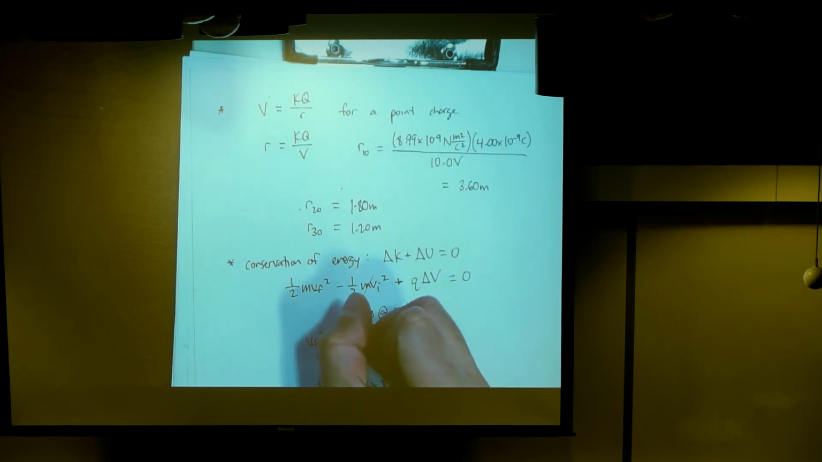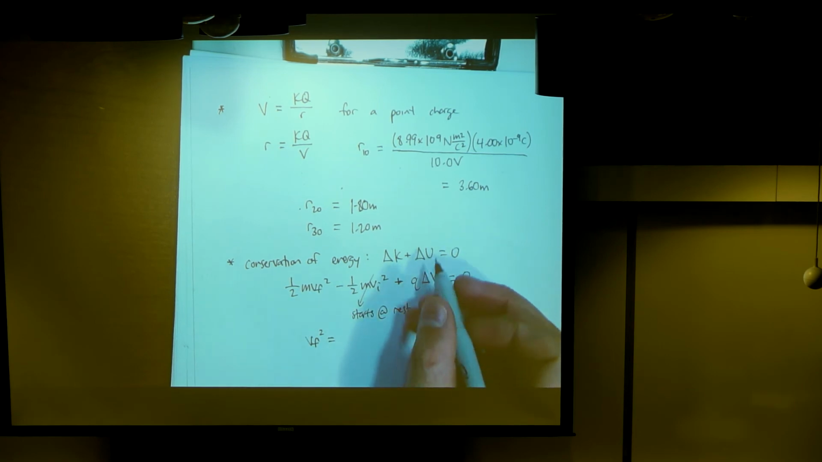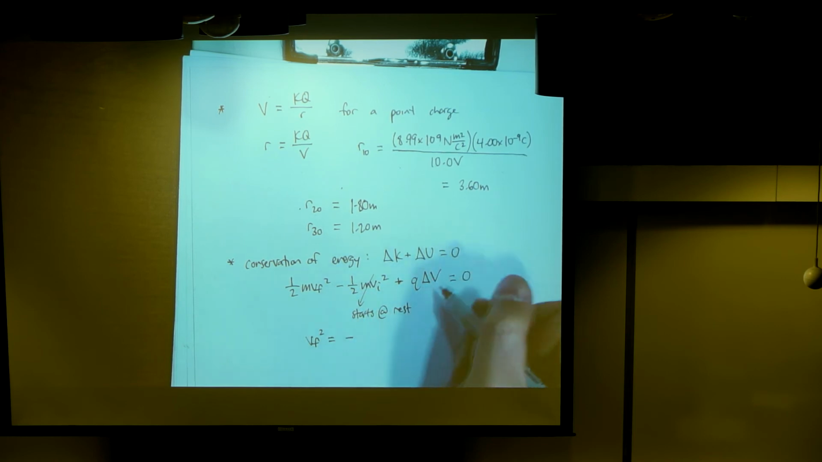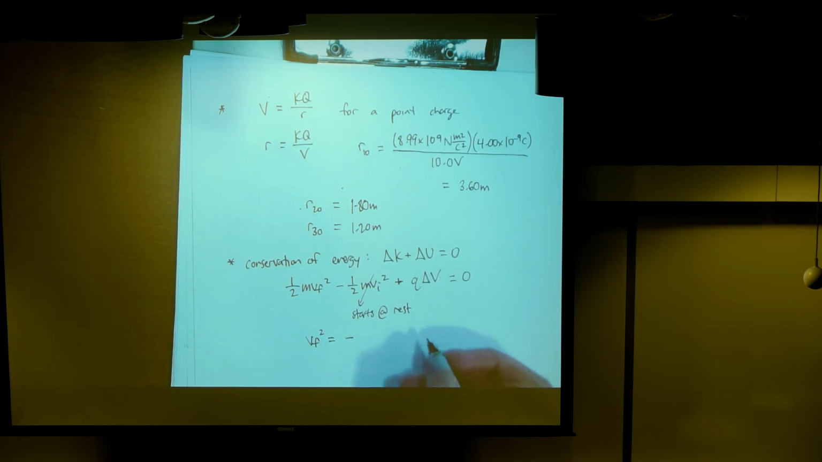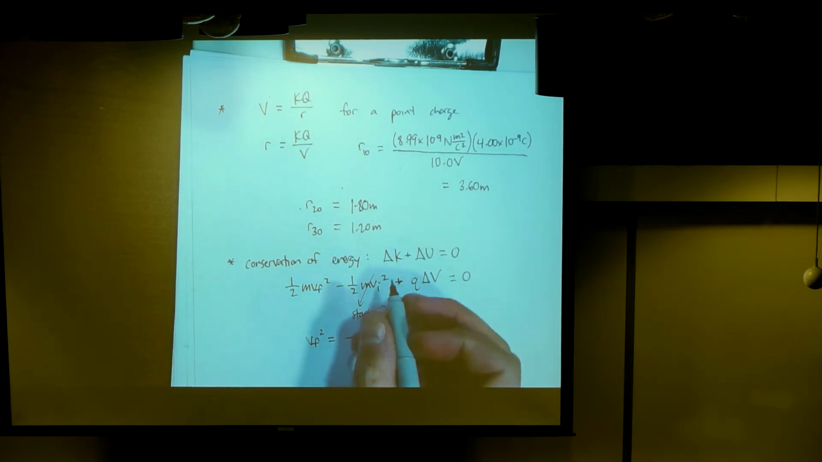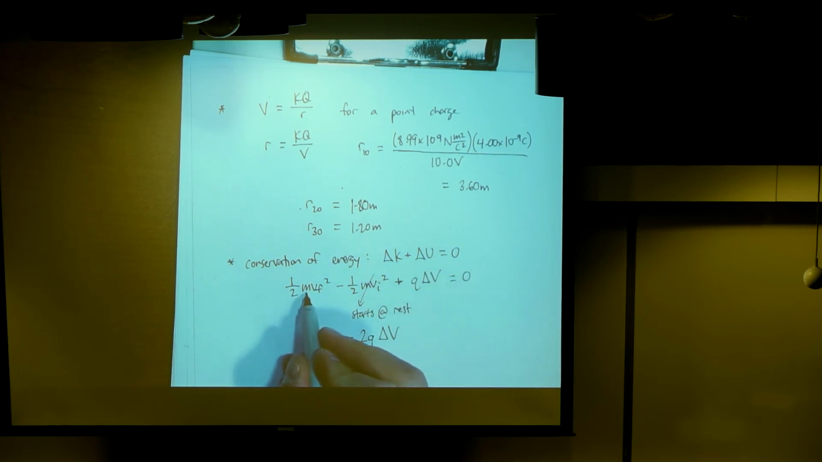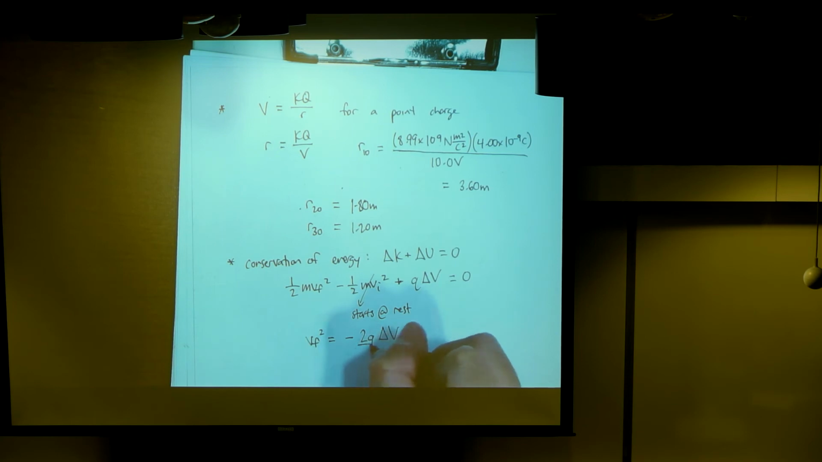So V final squared, let's just do that first. So I have positive Q delta V right here. It's going to pick up the negative sign if I move it to the other side of the equation, right? And then if I multiply both sides by 2, I'll get rid of this 1/2 factor. And then if I divide through by m, I'll get rid of that m factor. And of course, we want V final, so we have to take the square root on both sides. Okay?